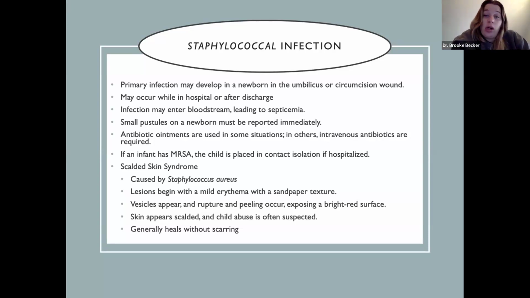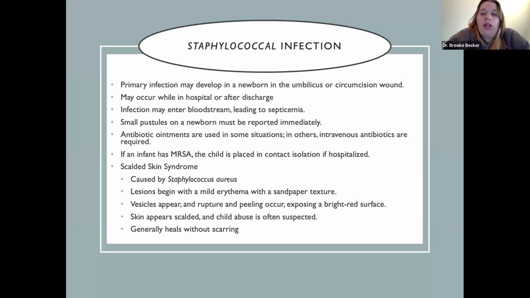If you see a small pustule on a newborn, period, it needs to be reported immediately, because you get concerned about, is it staph? Is it herpes, right? If it's a herpes lesion, potentially. Usually herpes lesions will be more vesicular, like a blister, whereas pustules will have pus within that lesion. Okay, but any abnormal skin things in a newborn, you need to let that provider know so they can look into it further.